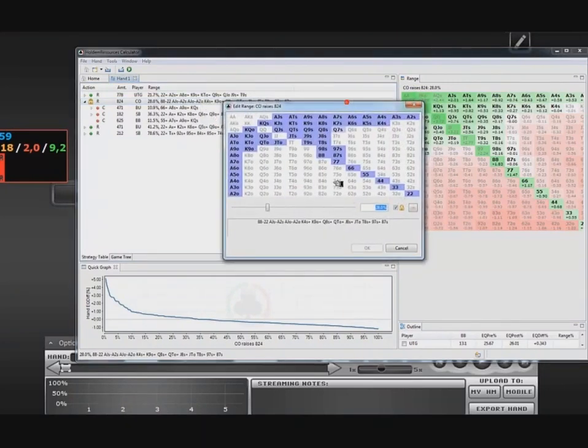Now we can say he min raises also a hand like king 9 offsuit, queen 7 suited and king 4 suited. I think he will jam all the other hands. To balance his range he will sometimes raise a hand like king 3 suited or 10-7 suited.